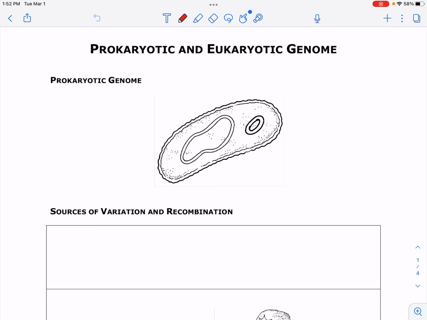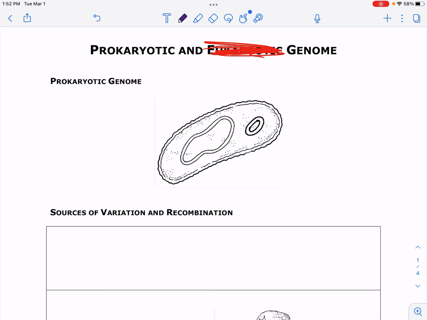All right, so we're going to go ahead and look at prokaryotic genomes. This is prokaryotic and eukaryotic genome. You can just cross off eukaryotic genome. It's only about prokaryotes or bacteria cells. And so related to this is a quick picture of a prokaryotic genome. Remember, they don't have nucleuses, so the chromosomes aren't really held anywhere.